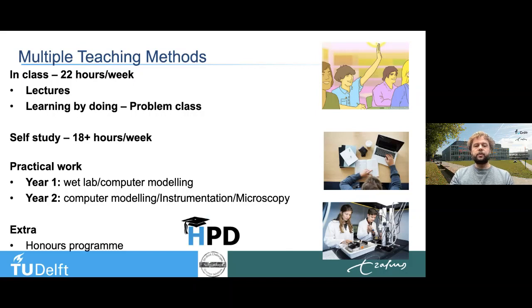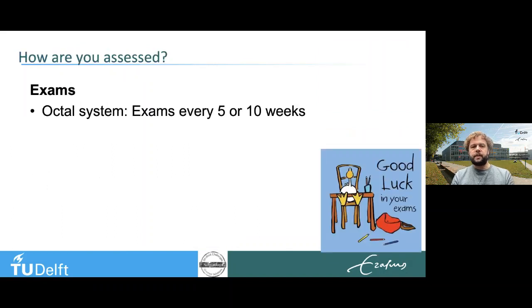We also have an honors program for excellent students who are interested in doing a little bit more. So how you're assessed? Well, with exams, of course. We have an octal system, which means the year is divided in 8 parts. And that means that there are exams every 5 to 10 weeks. So some courses are octal courses, so they're only there for 5 weeks.